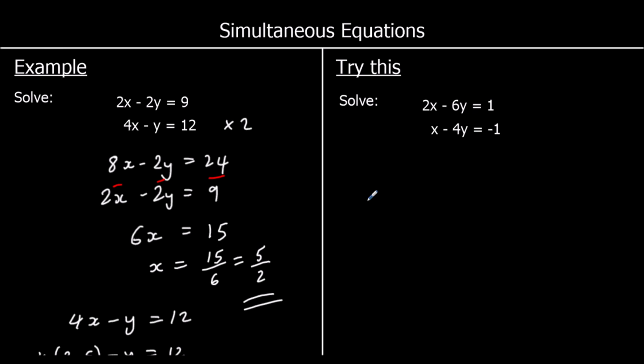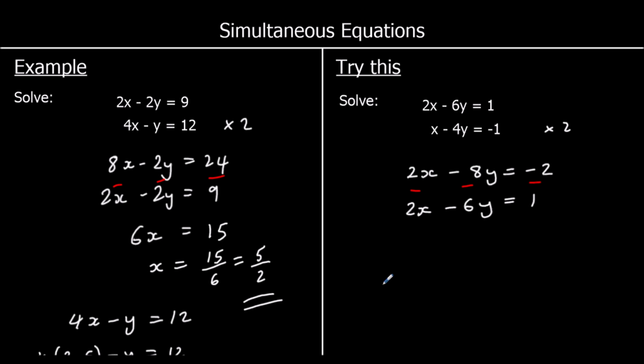And one for you to try. So give this one a go. So the easiest thing to do here is going to be multiply the bottom equation by 2. So if I double the bottom equation, I've got 2x minus 8y is equal to negative 2. And the top equation says 2x minus 6y is 1. So I've got 2x in both equations. They're both a positive 2x, so I can get rid of them by taking them away.